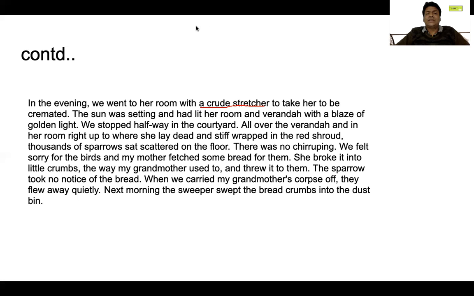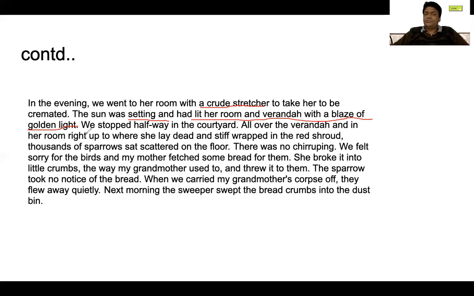The sun was just setting. The sun was just setting and had lit her room and veranda with a sign of blaze of golden light. So the writer was saying that it was evening time and the sun was setting down, and because of that it lit her room where she used to live, and the veranda also, with a blaze of golden light, right?